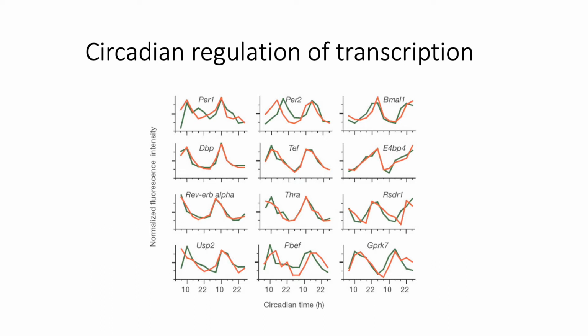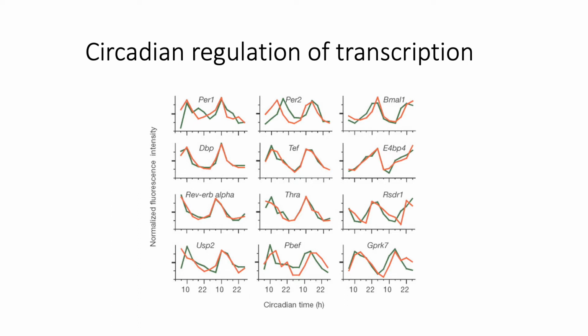And along the x-axis, it's actually a 2-day period. It goes from 0 to 24 hours, and then it starts again. So we have 2 cycles there. And then along the y-axis, for all of them, it says normalized fluorescence intensity, but it really represents the level of expression of that particular gene. So you can see they all have these ups and downs, and they go through these cycles.